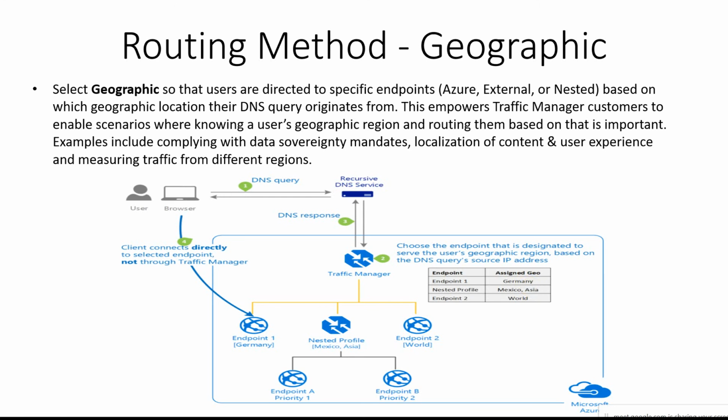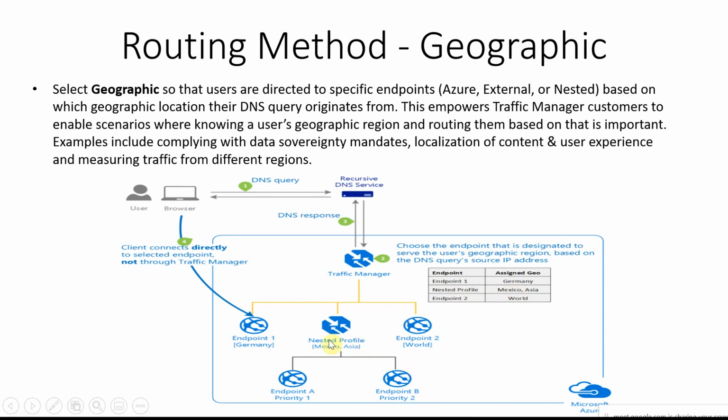Asia is not the closest to France. Germany is closest to France. So it will route to endpoint one. So it uses the origin point's geographic location. It will consider that, and based on it will route the traffic. So if it is, let's say, India, obviously it will go to the Asia profile.